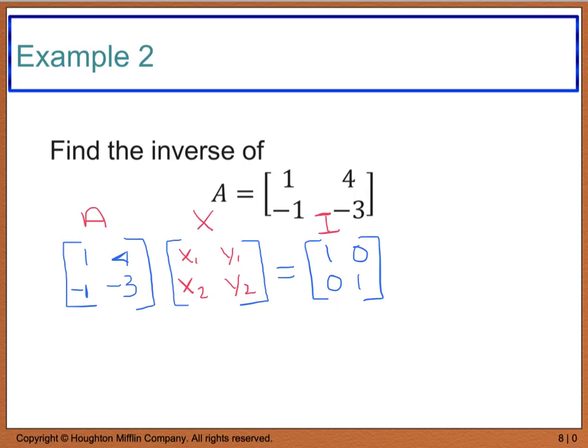So for work, this is what I would like to see you show for now. When you type this in your calculator, and again, I will show you how to do this, you will find that matrix A inverse is actually equal to negative 3, negative 4, and 1, 1.